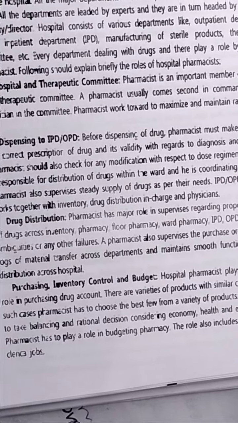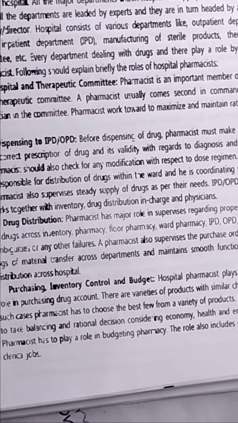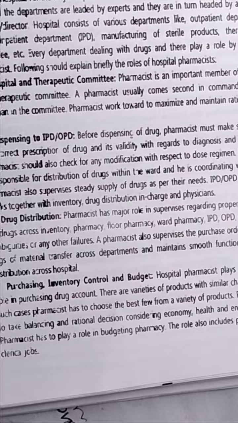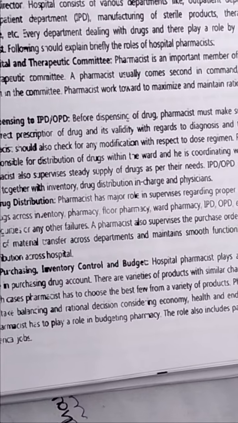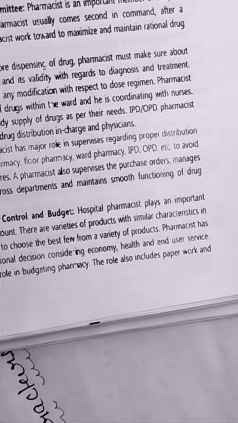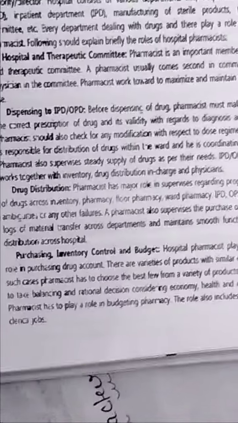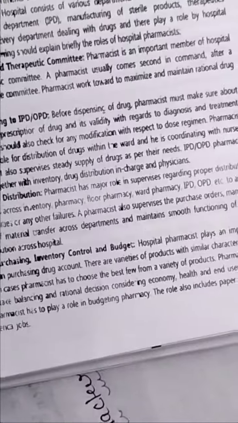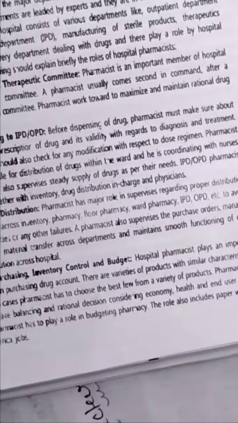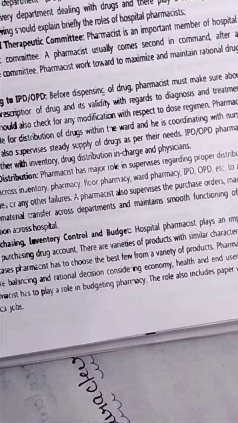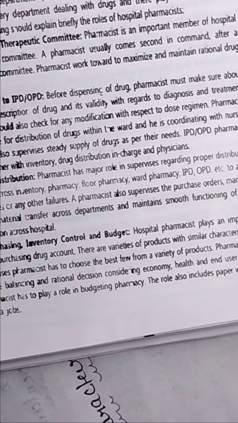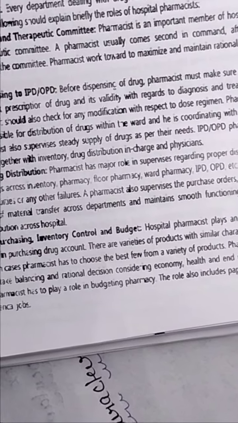The hospital and therapeutic committee contains a pharmacist who is an important member of the committee. A pharmacist usually comes second in command after a physician in the committee. Pharmacists work to maximize effectiveness, minimize risk, and maintain rational drug use.